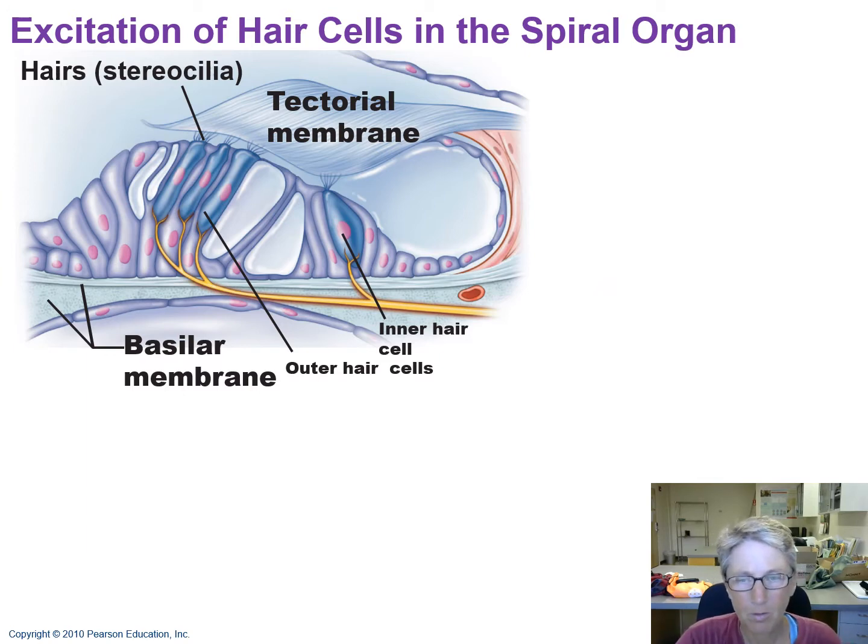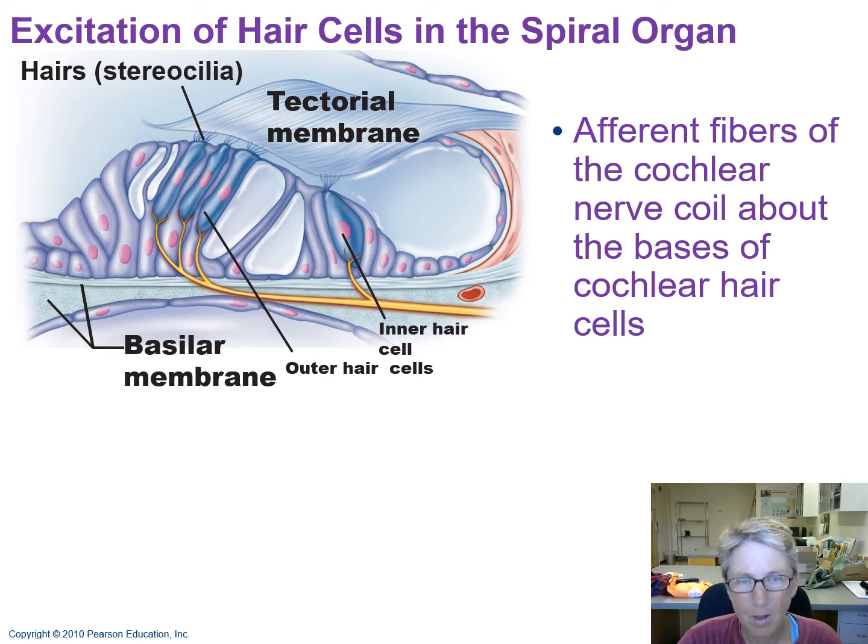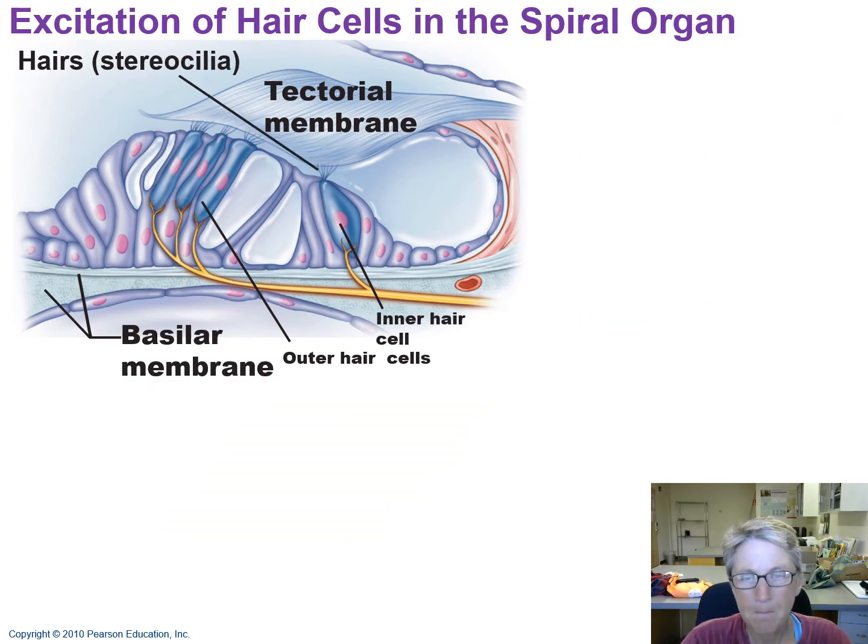Okay, so we've looked at this. Let's see, afferent fibers of the cochlear nerve, so those are sensory afferent fibers. They coil around the bases of the hair cells. It doesn't really show it coiling, but these sensory afferent neurons are coiling around the base of the cochlear hair cells.